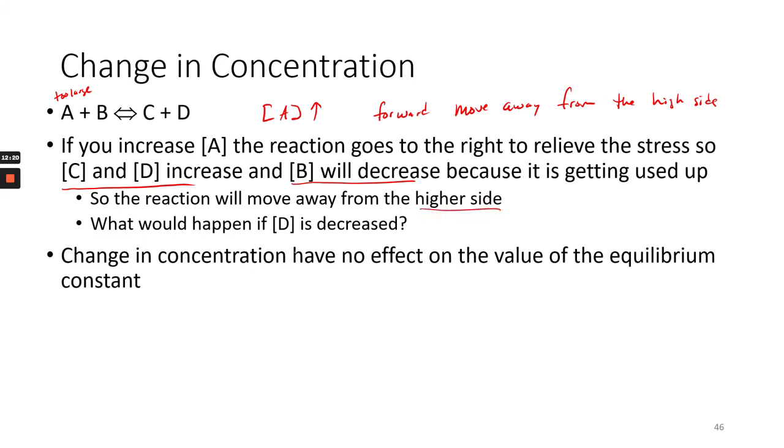So what would happen if D is decreased? Now I'm taking the concentration of D and decreasing it, so D is lower than it should be. Which side is high in this case? If D is low, that means this side is too high, right? So it will still move forward because it's moving away from the high side.